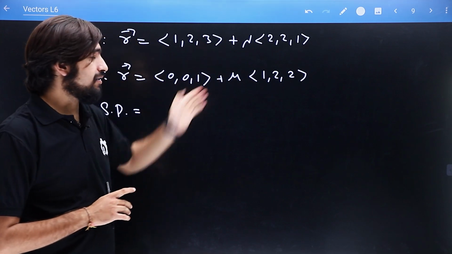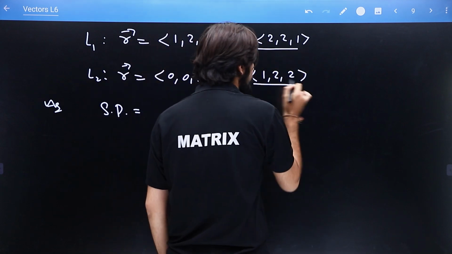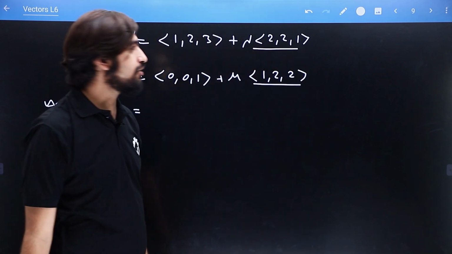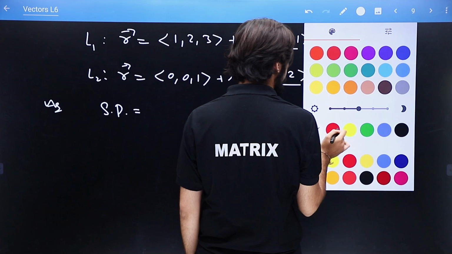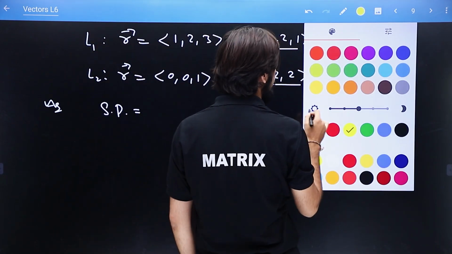Are these parallel lines or not? How can we see that? These two vectors are not parallel. If these two vectors are not parallel, then these two lines are not parallel. So what we can do? Shortest distance. To find the shortest distance, we have to find some things.